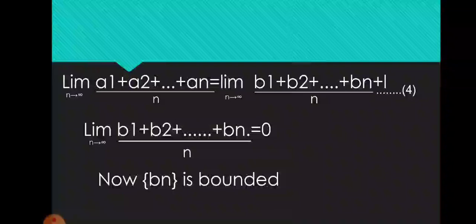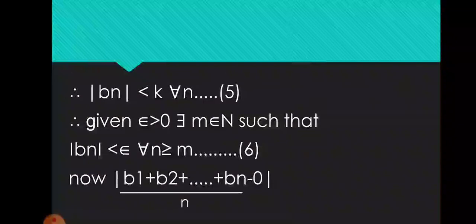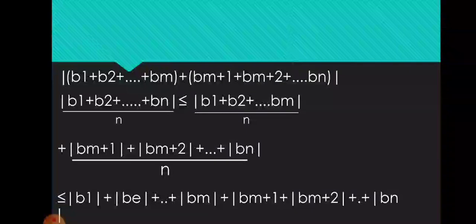Now the sequence b_n is bounded. Therefore mod of b_n is less than k for all n. Therefore, given epsilon greater than 0, there exists m belonging to N such that mod of b_n is less than epsilon for all n greater than or equal to m. Now consider mod of (b1 plus b2 up to bn) upon n minus 0. This is equal to mod of (b1 plus b2 up to bm plus b_m+1 plus b_m+2 up to bn) upon n. Since m is less than n, we divide it in two parts.